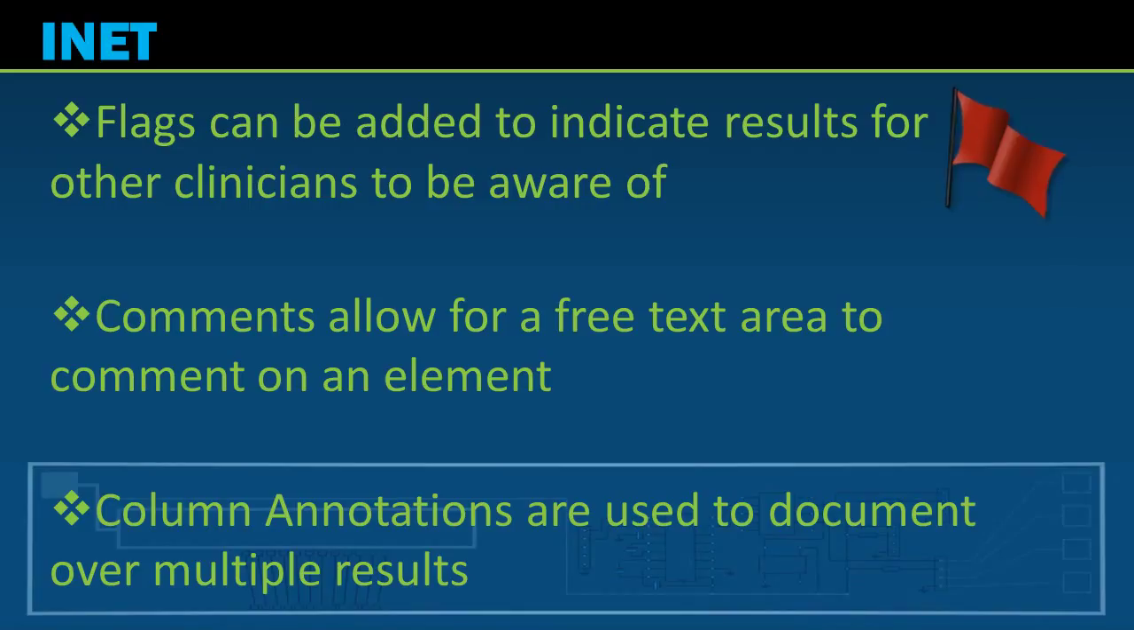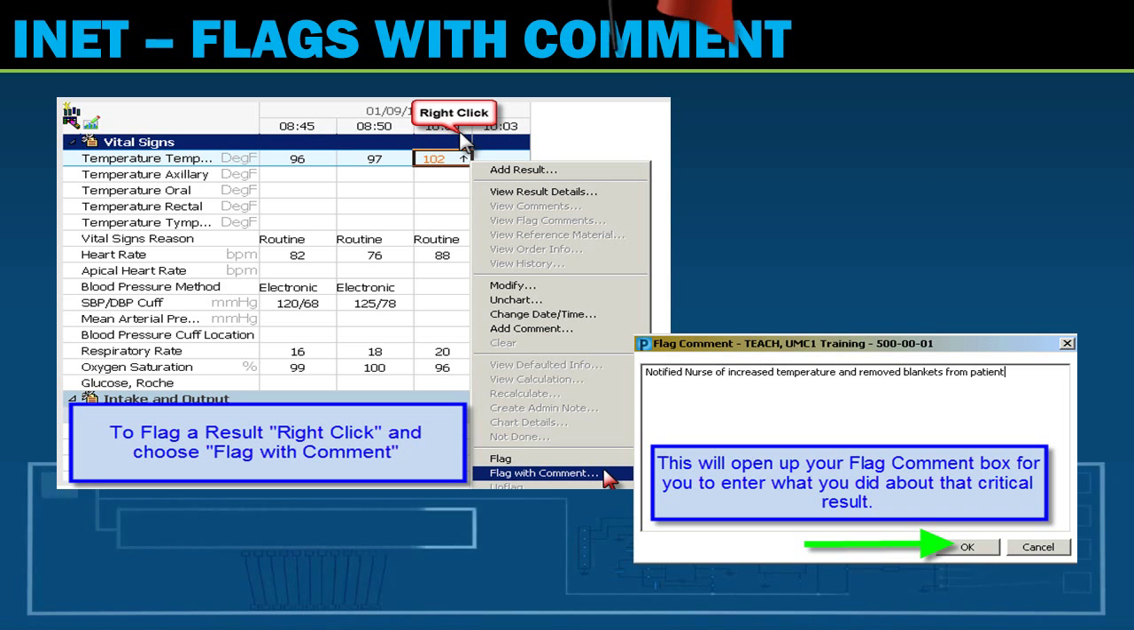Flags can be added to indicate results for other clinicians to be aware of. It's just a visual cue to other people that are in the chart of a value that you want to bring someone's attention to. You also have the ability to comment. It allows for a free text area that you can free text in a comment on a specific element or a specific value in the cell. Column annotations can also be used to document over multiple results.